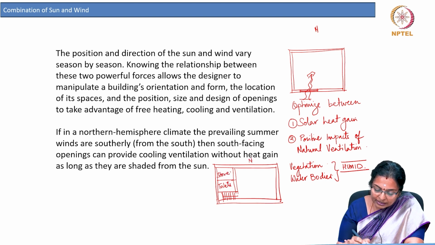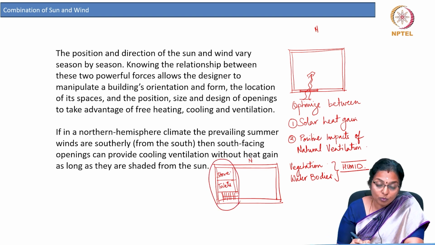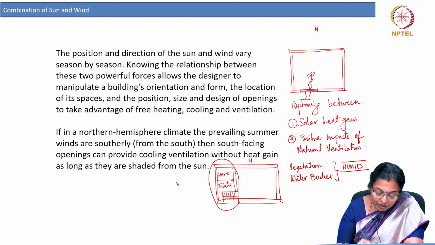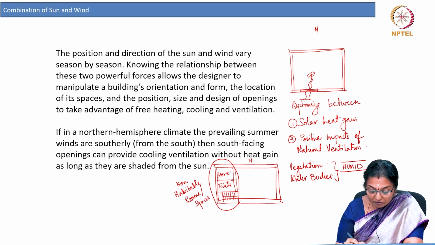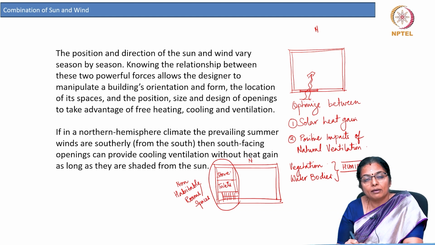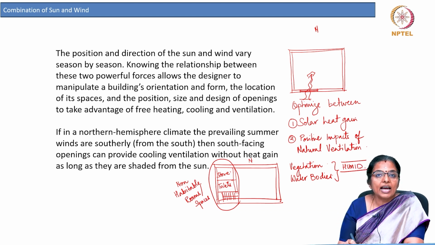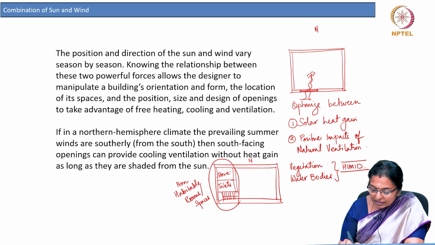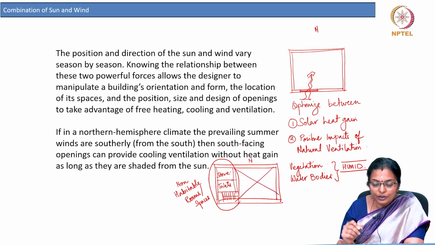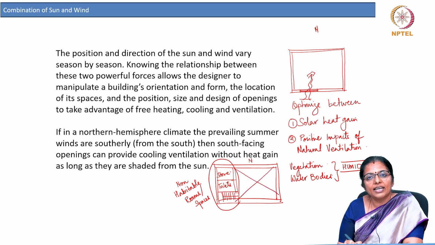If this is the north, then this is the west. So, in effect, you are trying to buffer the west with non-habitable rooms or spaces. It is a good idea to do this, that you buffer the west with non-habitable spaces so that it acts also like an insulation to the other areas of the room by preventing heat gain inside.